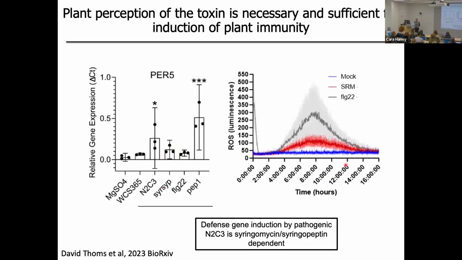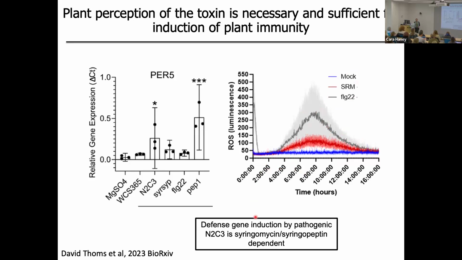He also was able to get purified toxins. So this is syringomycin. And again, I'm showing the reactive oxygen burst. Flagellin induces two peaks. And so this second peak is much later than the initial one. And we found that the toxin induces a very robust late reactive oxygen peak. So it's somewhat delayed and like the second peak of flagellin. And so the toxin itself is also sufficient to induce some plant immune responses.